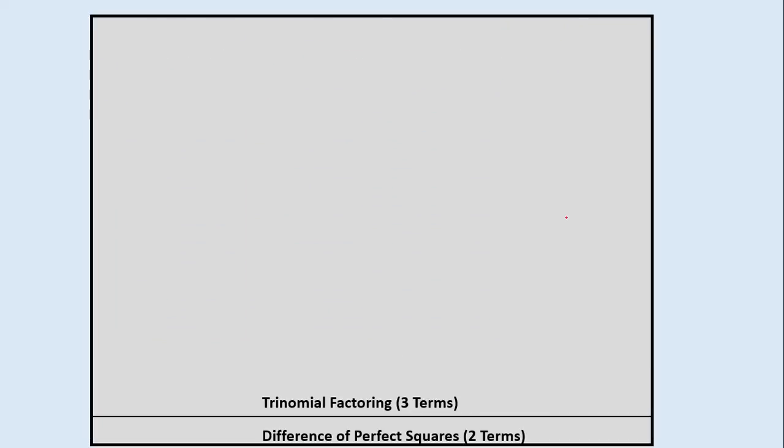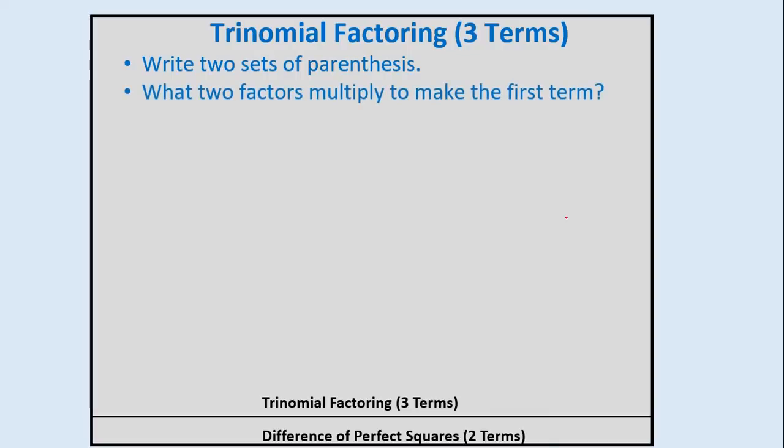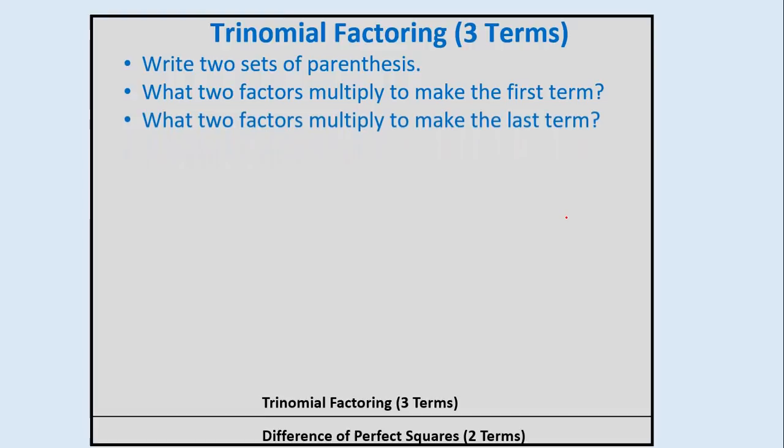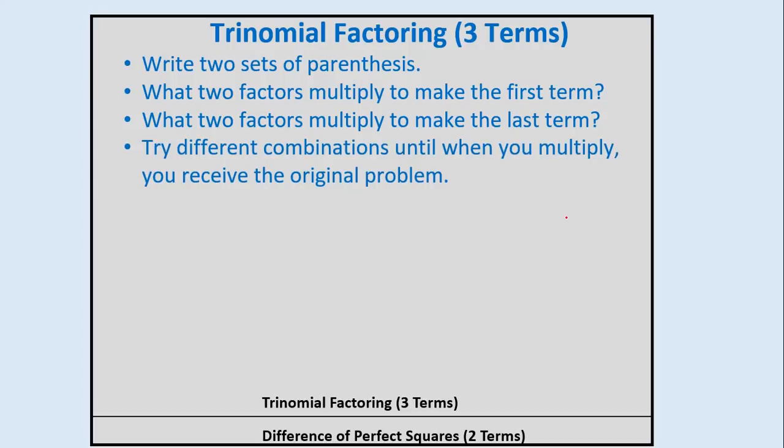Trinomial factoring. Depending on what classes you've taken, you've probably seen different versions of trinomial factoring. We're going to talk about guess and check on this. It's going to be a lot easier and it's going to make you a lot quicker factoring person. So first thing you're going to do is write 2 sets of parentheses. Then we're going to ask ourselves, what 2 factors multiply to make the first term? Then we're going to ask, what 2 factors multiply to make the last term? And then finally, we're going to try different combinations until when we multiply, we receive the original problem.